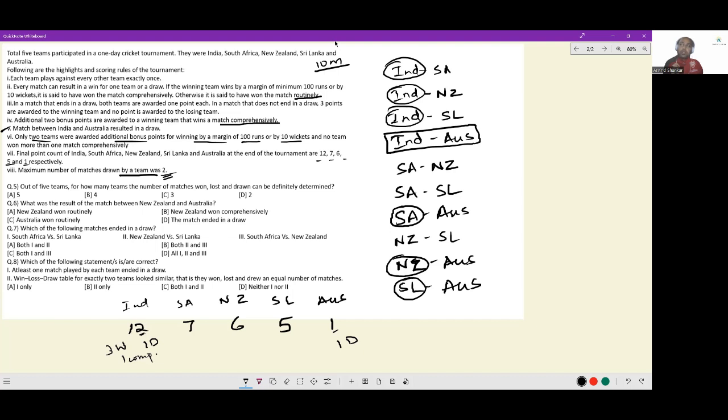For South Africa, you can make 7 points in the following manner. You can have 1 comprehensive win and 2 draws. And the other way you can make it is 2 routine wins and 1 draw. There are 2 ways in which you can make 7 for South Africa. For Sri Lanka, also for 5, you can make it this way. 1 win and 2 draws will get you to 5, or 1 comprehensive win will get you to 5. In all the cases, for 7, you can have it as 1 comprehensive win and 2 draws.